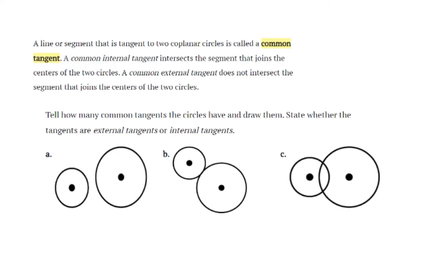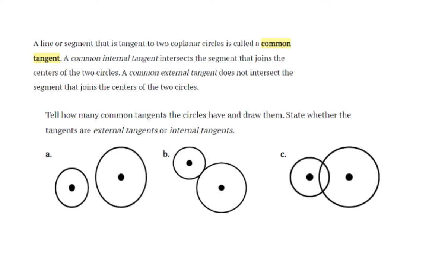So one thing the book focuses on is common tangents. If we have two circles, a line or a segment that's tangent to both of them is called a common tangent. If the tangent shows up inside the circles and intersects the segment that joins the centers of the circles, we call that a common internal tangent. If they don't intersect the segment that joins the centers, we call that an external tangent.